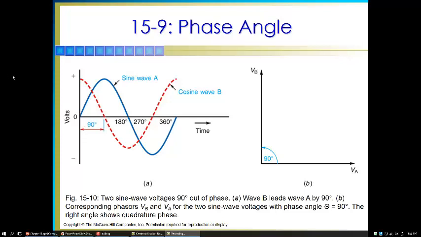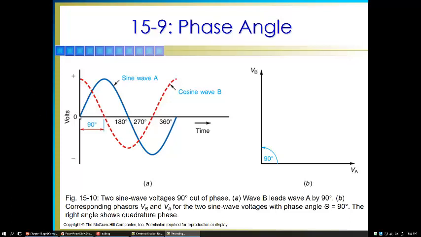If we look at the sine wave A, the blue line, this one starts at zero, goes to its maximum value, comes back to zero, then goes to its maximum negative value, and then goes back to zero. This is a complete cycle. This is the sine wave. The red wave is the cosine, which is the same as the sine wave, but shifted by 90 degrees.